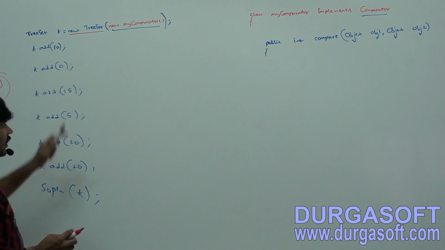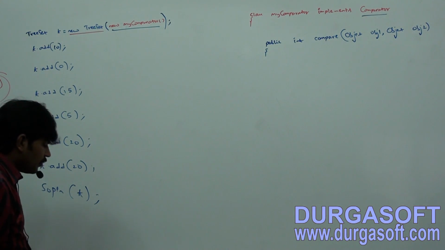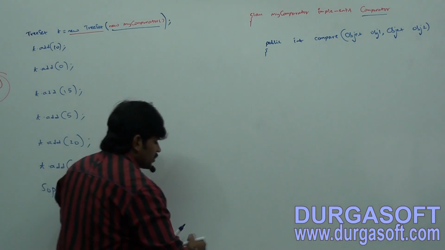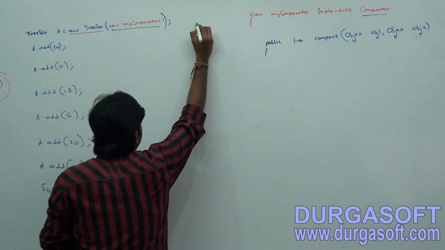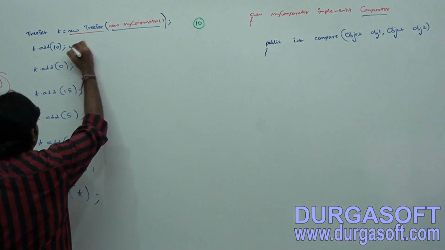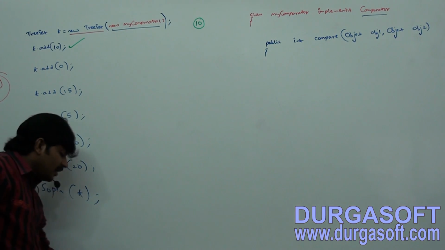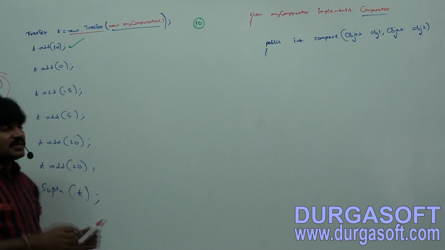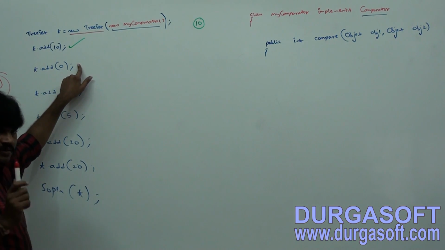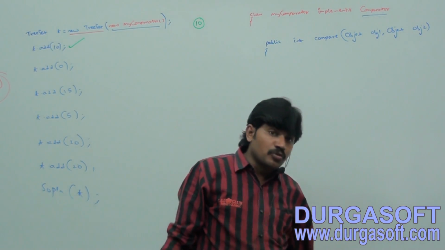Sir, t dot add of 10. For the first element, any comparison is required? No. That's why for the first element, 10 is successfully inserted. For the first element, no comparison is required. 10 added. Now the second element I am trying to insert. Comparison is required or not? Required. JVM will call which method? Compare method or compare to method?